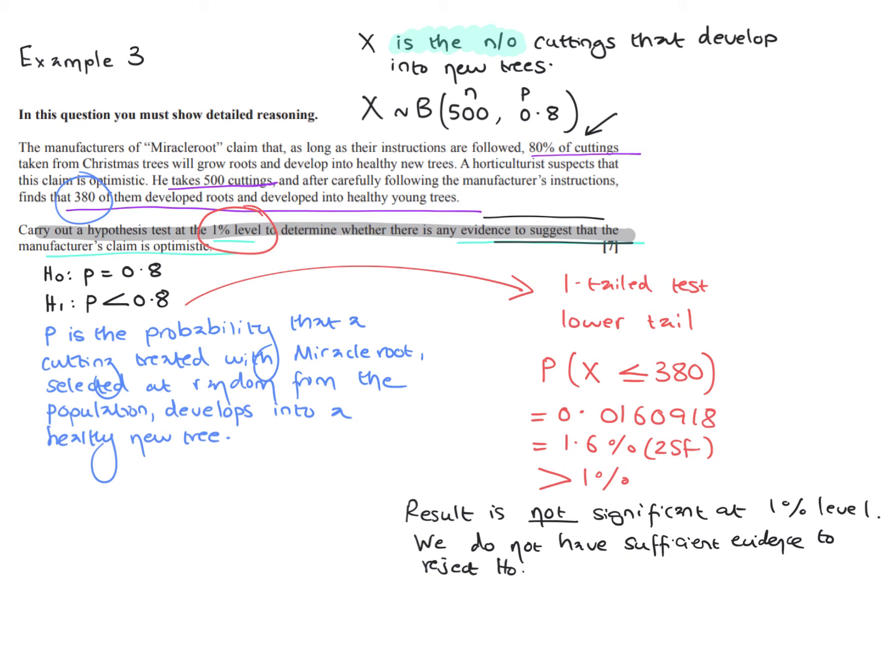And remember, the third comment is always in the context of the problem, and we were testing whether or not the manufacturer's claim was optimistic, so we can say something like, we do not have evidence to suggest that the manufacturer's claim was optimistic.